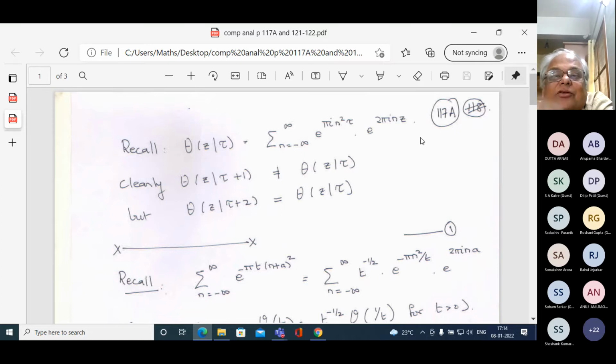Okay. So theta of (z, tau) is this, theta of (z, tau plus 1) is not theta of (z, tau). But then notice that if I replace tau by tau plus 2, okay, then you have a tau plus 2 there. So what happens with the tau plus 2? So n squared plus 2 tau, and I replace this n by n plus 1 or something. Why can I say that theta of (z, tau plus 2)? When you take tau plus 2, you have n squared plus 2 there.